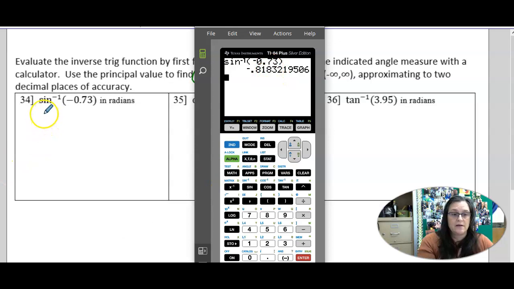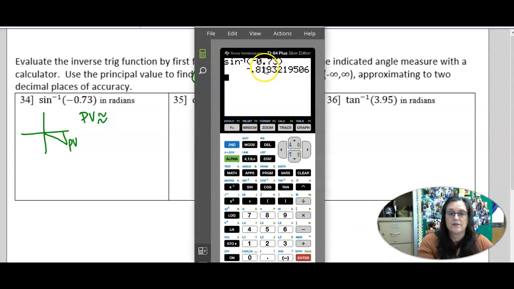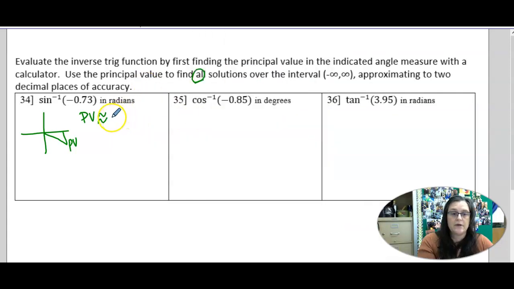So in my circle, I know that my principal value just came from quadrant 4, and it's a negative angle. I'm going to round that to 2 decimal places, so negative 0.82 is the principal value. Now, to find the solutions, we want to find the positive coterminal angles 1 revolution around the circle.